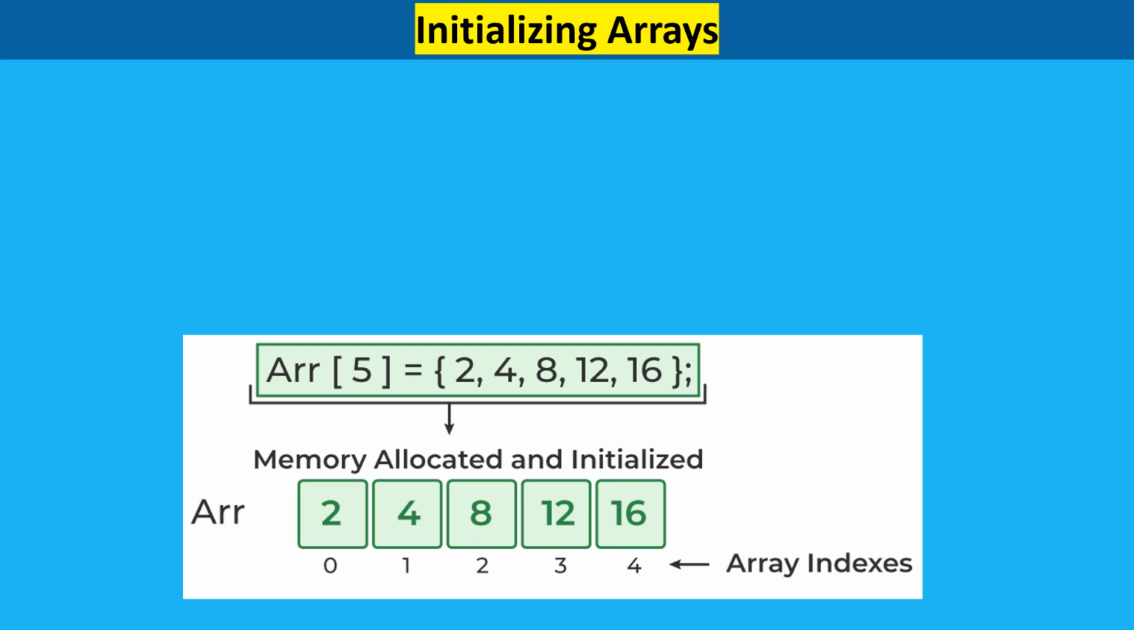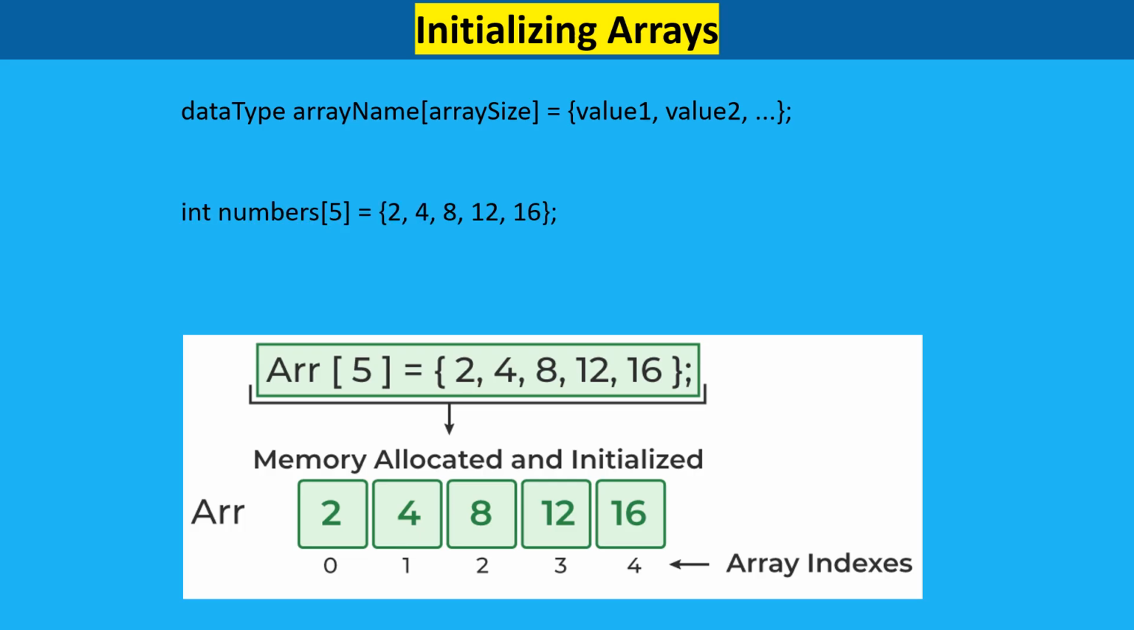Initializing arrays. An array can be initialized at the time of declaration by assigning values within curly braces. In the example, int number[5], size 5 again, and integer numbers, and these are the data. If you don't initialize an array, the elements may contain garbage values. So the same is here.